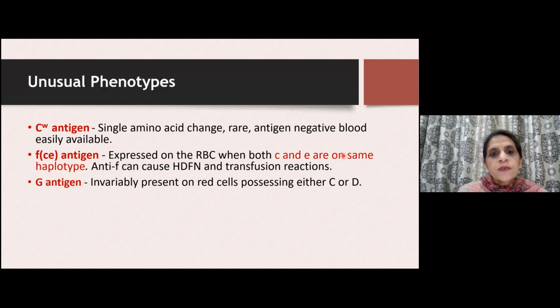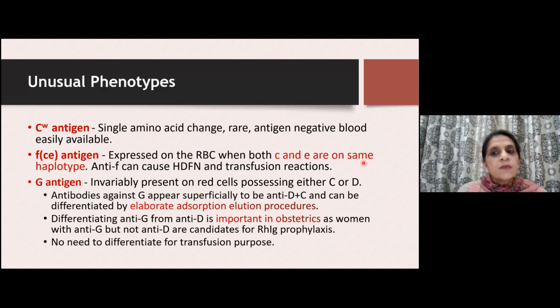It is important because anti-F can cause hemolytic disease of the fetus and newborn and transfusion reactions. Next is the G antigen, which is invariably present on red cells possessing either capital C or capital D. Antibodies against G appear superficially to be anti-D plus C, and they can be differentiated only by elaborate adsorption-elution procedures, which are not routinely done because it is usually not important to differentiate anti-G for transfusion purposes.